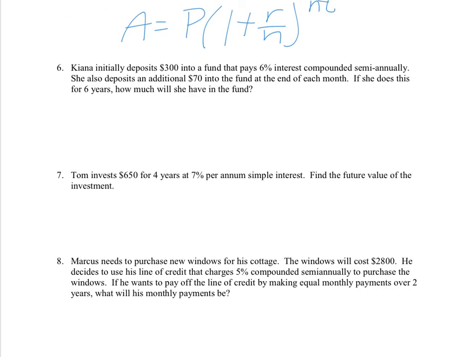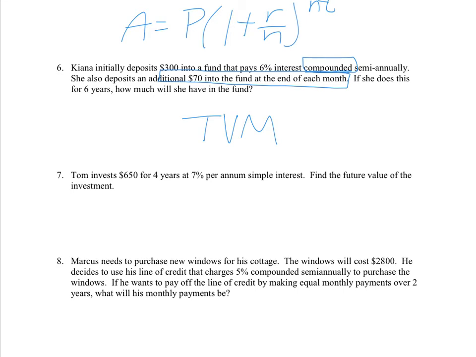Number 6, Kiana initially deposits $300 into a fund that pays 6% interest compounded semi-annually. So we know either TVM solver or compound interest formula. She also deposits an additional $70 into the fund at the end of each month. So that's regular payments going into that fund. So TVM solver.